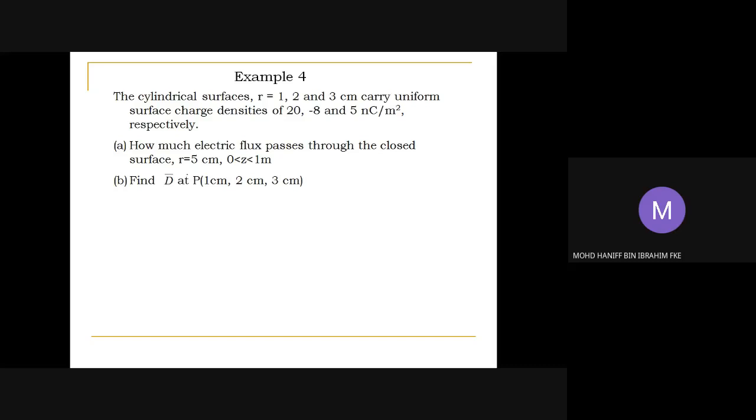So we have three surfaces, yeah? 3 surfaces having these radii of 1, 2 and 3 centimeters. Each of them carries a surface charge distribution of 20 nanocoulomb per meter squared, negative 8 nanocoulomb per meter squared, and 5 nanocoulomb per meter squared. The first question is, how much electric flux passes through the closed surface of radius 5 cm, z from 0 to 1 meter? That's the first question. I think we can proceed with the first question first.